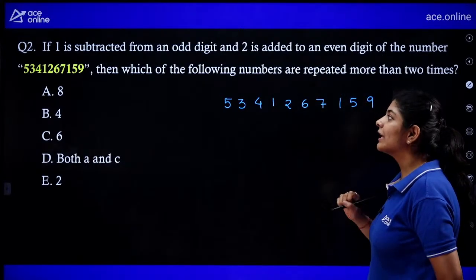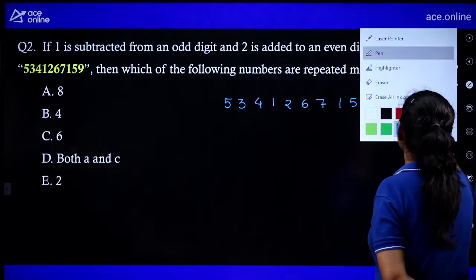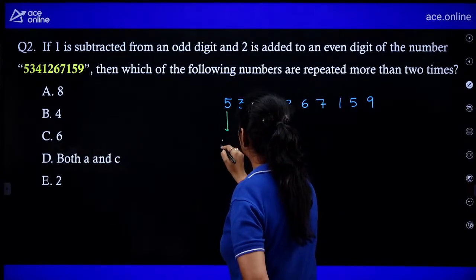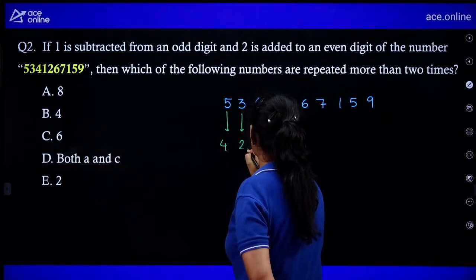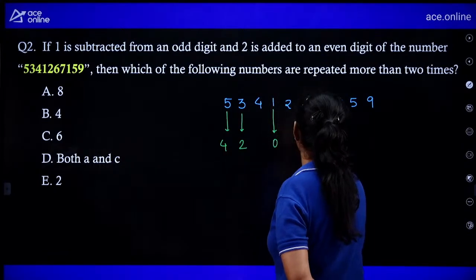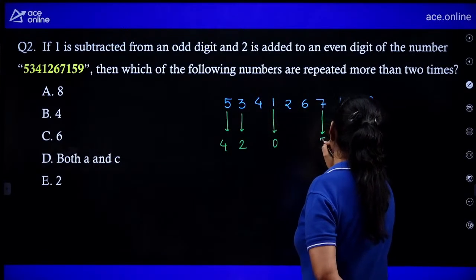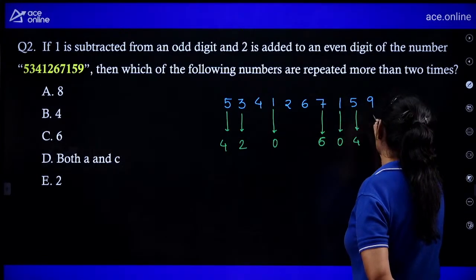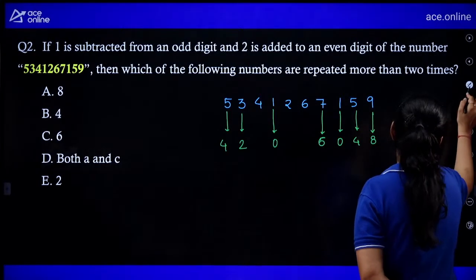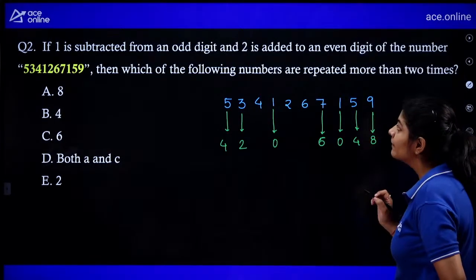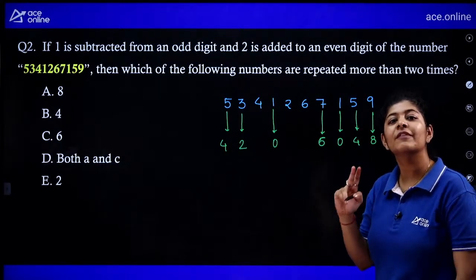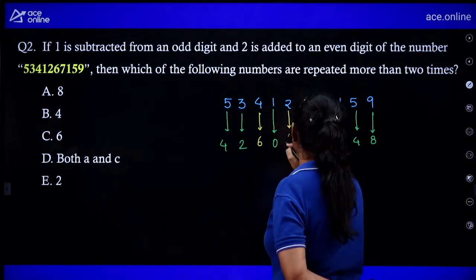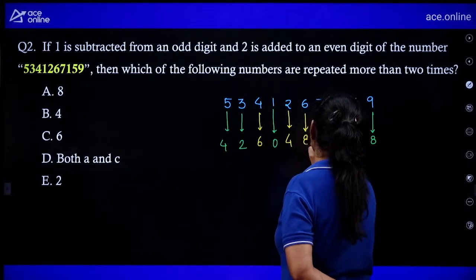Now the question is saying that from an odd digit, I need to subtract 1. So this will become 4, 2, this will become 0, this will become 6, this will become again 0, 4, 8. Now the question is also saying that we need to add 2 to every even digit. So it will become 6, it will become 4, and it will become 8.